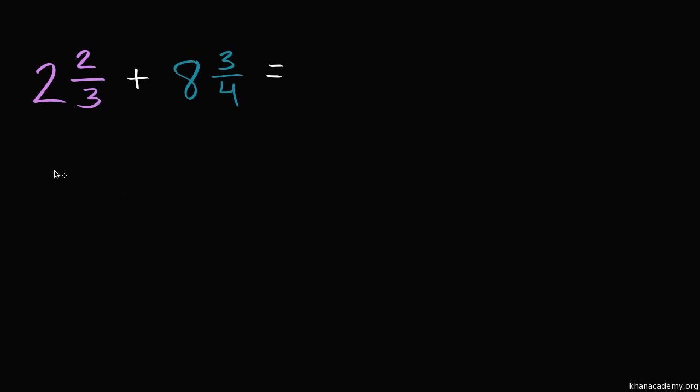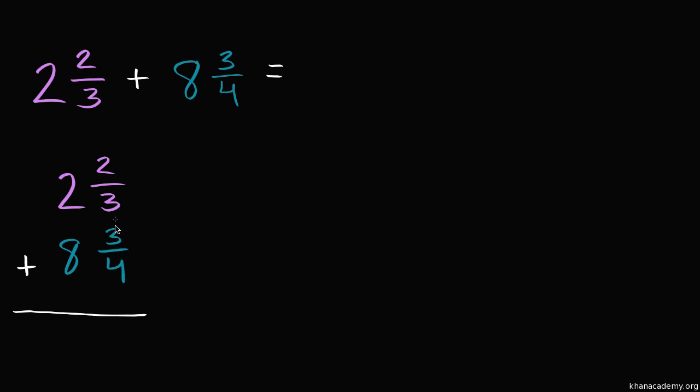One way that you might see is to just rewrite this expression. To just rewrite 2 2/3 plus 8 3/4 as 2 plus 2/3 plus 8 plus 3/4. And you might be saying, why would I rewrite it this way? Well, when you rewrite it this way, it's very clear that these are the fraction parts of the mixed numbers and these are the whole number parts of the mixed numbers, and maybe we can add them separately.